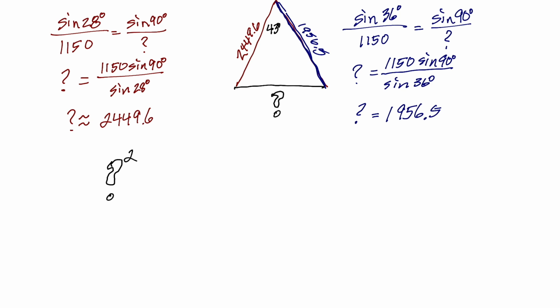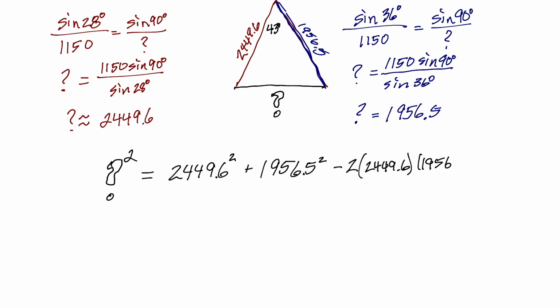squared equals the other two sides squared. I'm using the law of cosines here again. So this number squared plus the other side, 1956.5 squared, minus twice their product, 2449.6 and 1956.5 times the cosine of 43 degrees, because it said the woman standing at the top of the tower either estimated it or said that it was 43 degrees.